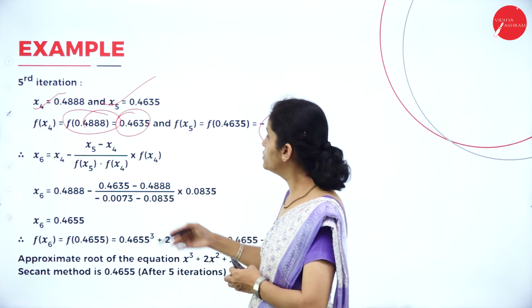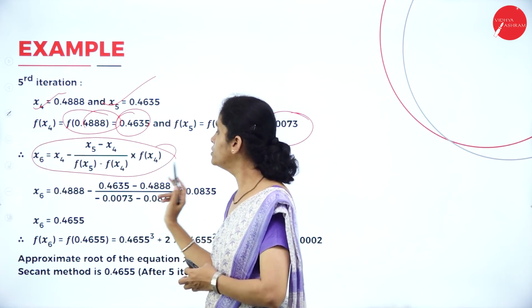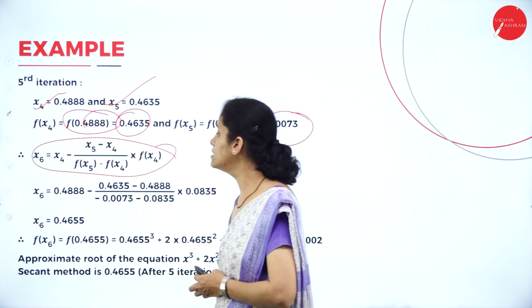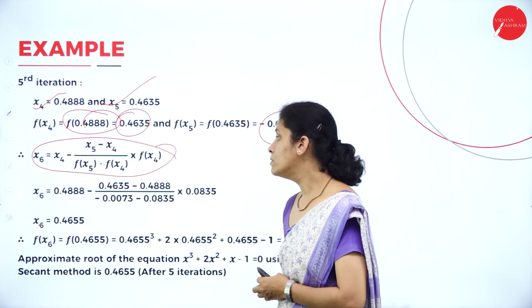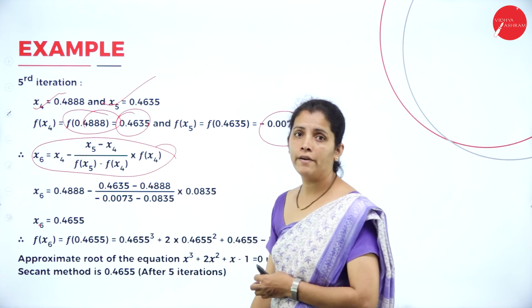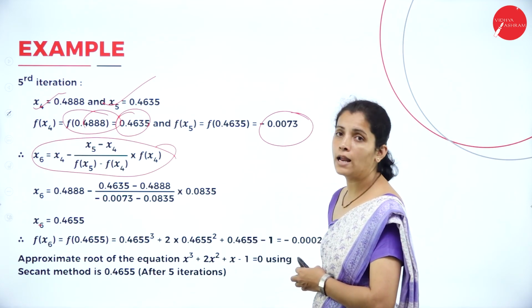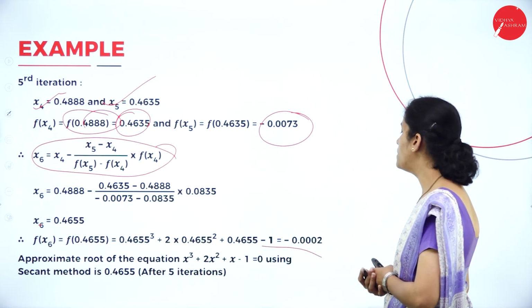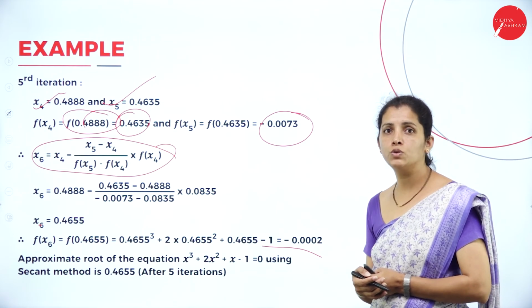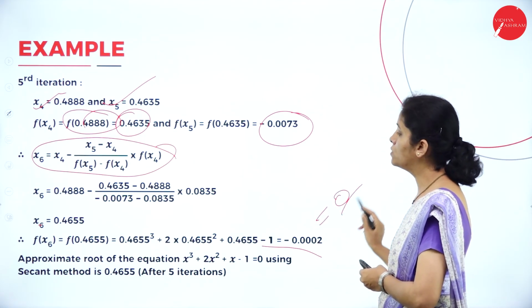I'm going to substitute all the values in this formula. After substituting, I'm going to get the answer 0.4655. Now I'm going to find f of x6. When I substitute this value in the equation, I'll get the answer minus 0.00002, which is approximately 0.